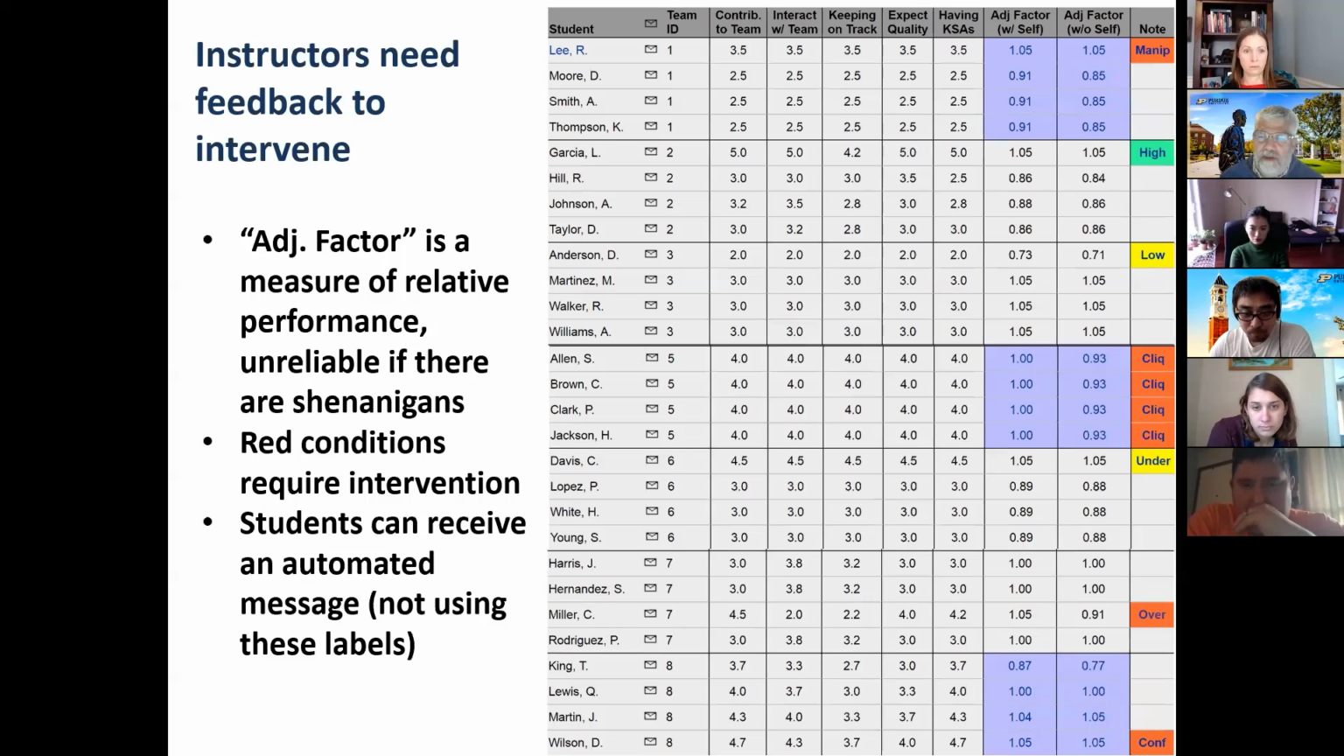Along with all of these exceptional conditions, a non-judgmental automated message can be released to the students. So it doesn't use any of these terms like overconfident, because we don't know exactly that that's what's happening. That message would tell a student, your self-rating was higher than the average rating from your teammates, and we might need more information to know what's happening. So the description of the condition is very objective.